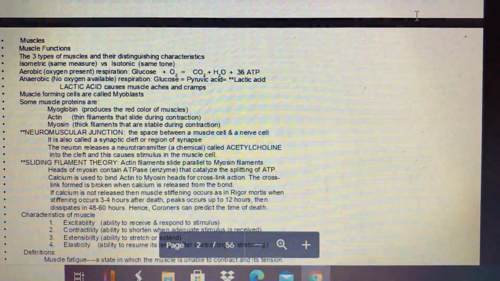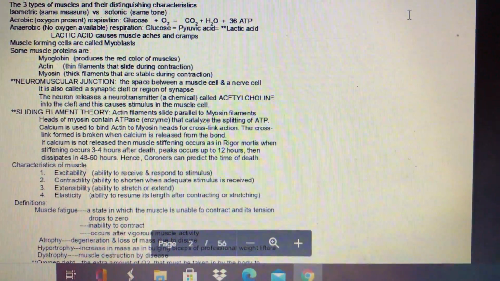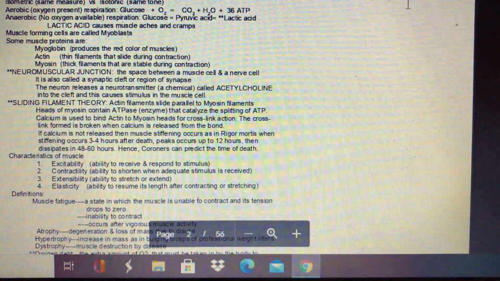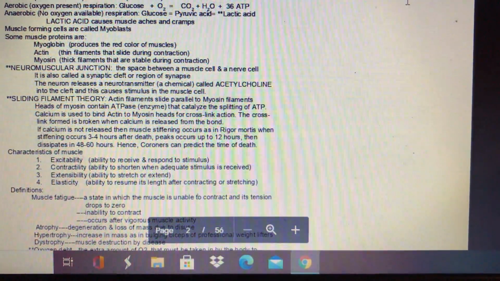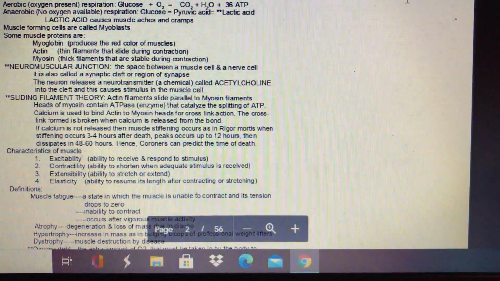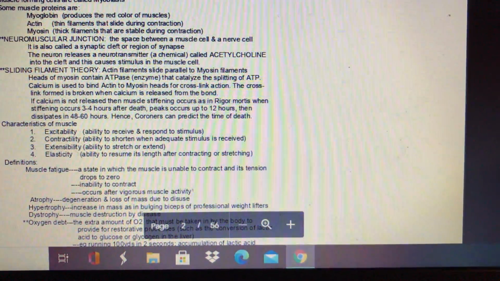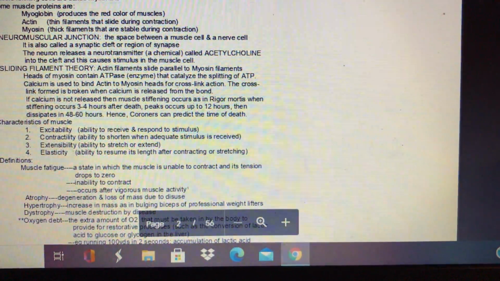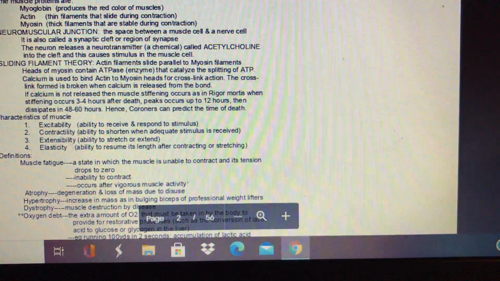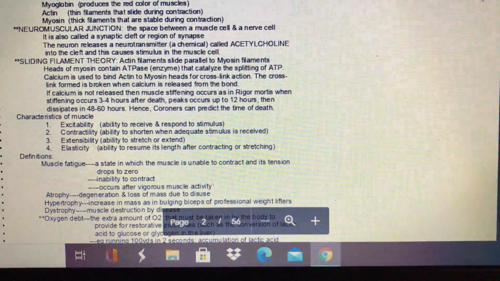So this is muscle tissue. We're going to be talking about muscle tissue: muscles, muscle functions, the three types of muscles and their distinguishing characteristics. Isometric, meaning same measure, versus isotonic, meaning same tone.